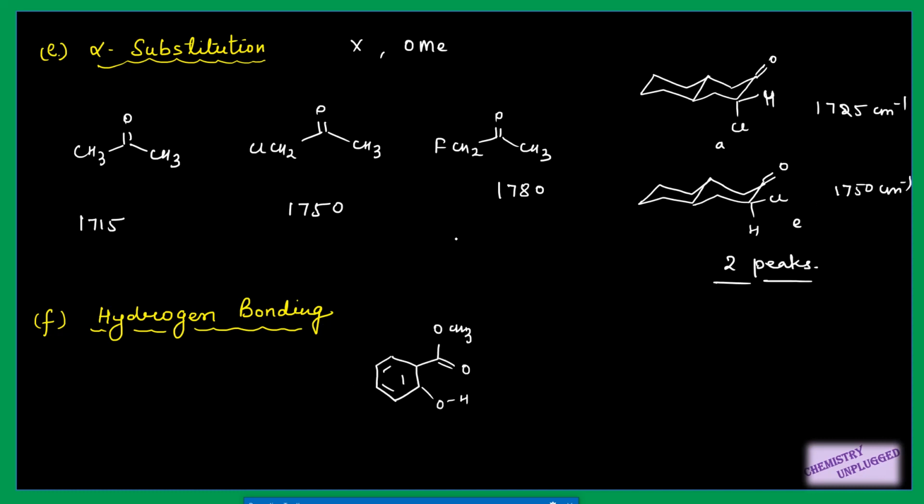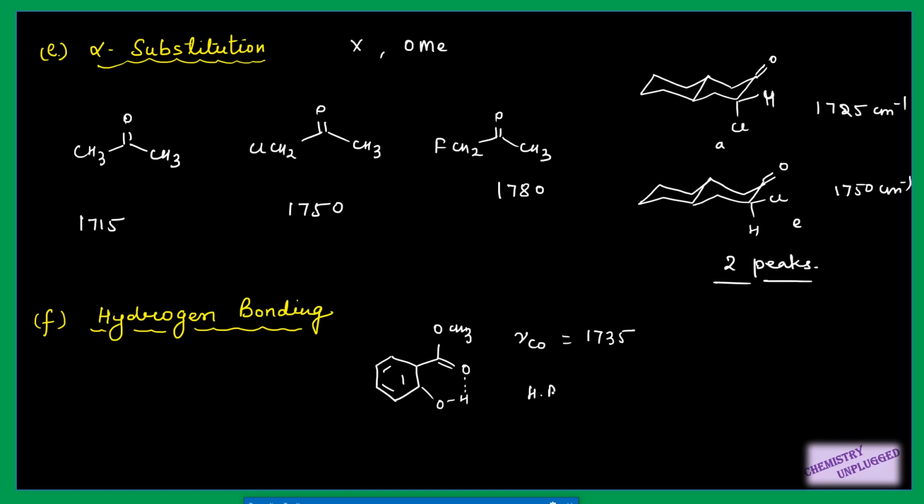To understand the effect of hydrogen bonding, we can take this example. Here we have an ester, and because of the ester the CO stretching frequency should be close to 1735. But we have an OH group here which can show intramolecular hydrogen bonding, and when it does, it will make this CO bond weaker, right? And that is why the vibrational frequency will decrease.